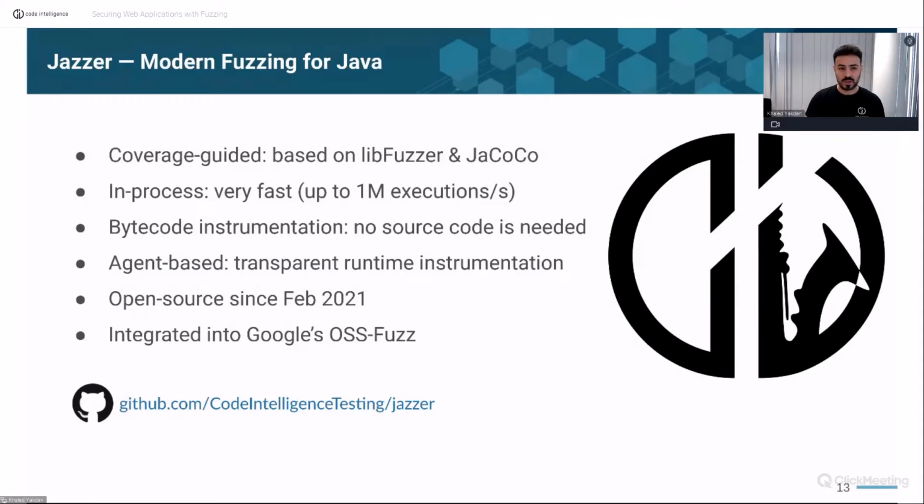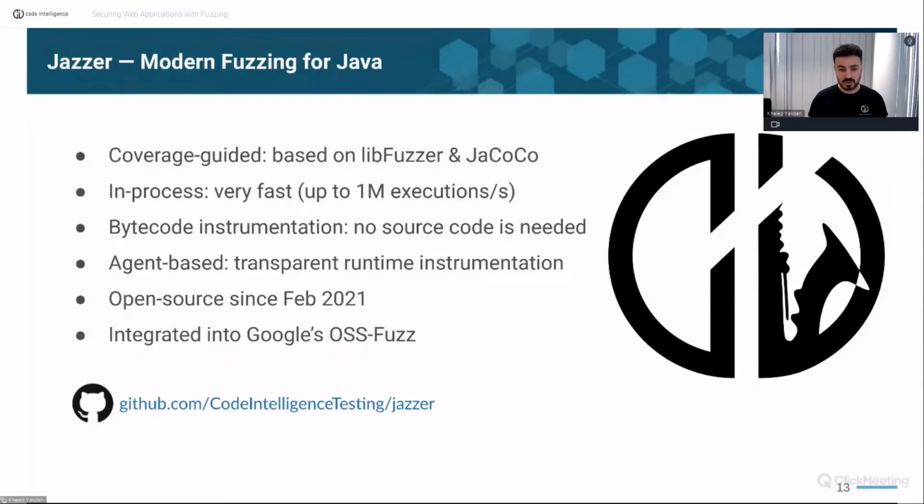Jazzer is a feedback-based fuzzer, or a coverage-guided fuzzer, developed by Code Intelligence. It's in-process. This means that the code that you want to test and the JVM run in the same process as the fuzzer, and that's why it's very fast. It can achieve over 1 million executions per second on an empty target. It performs instrumentation on the bytecode, which means you don't need the source code. All you need is your jar files or bytecode, and this enables you to test any language that runs on the JVM, like Kotlin and Java. It's agent-based, so the code is instrumented on demand when it's loaded into the JVM.